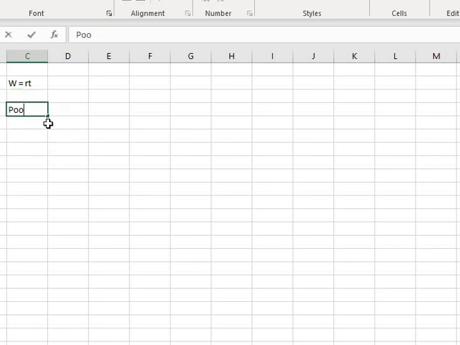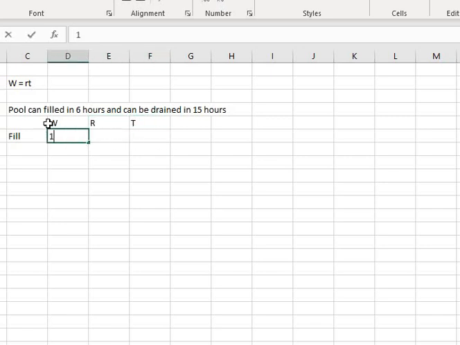Okay, so we have a pool that can be filled in 6 hours and drained in 15 hours. Let's write work, rate and time here. To fill one pool, you need 6 hours, and so the rate of filling is 1/6. And then for the draining, the work is 1. You need to drain one pool. And the number of hours you can do this is 15. And so the rate for draining is 1/15.